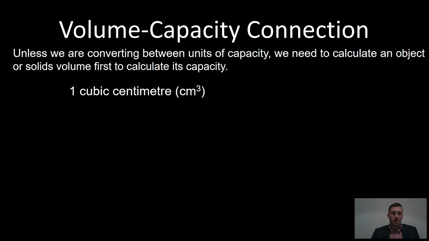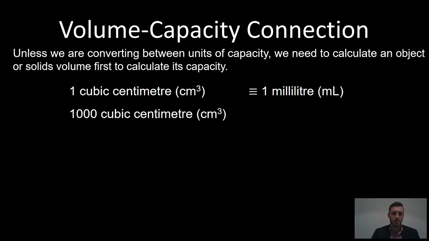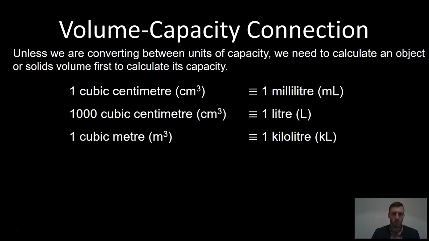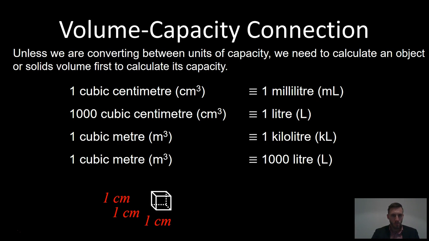So we have 1 cubic centimeter, and that's equivalent to 1 milliliter. That's given by the 3 dashes here, which is similar to an equal sign. 1,000 cubic centimeters is equivalent to 1 liter. 1 cubic meter is equivalent to 1 kiloliter. 1 cubic meter is equivalent to 1,000 liters. Here we have a 1 centimeter by 1 centimeter by 1 centimeter cube. The volume of the cube is 1 centimeter cubed, which is equivalent to 1 milliliter.